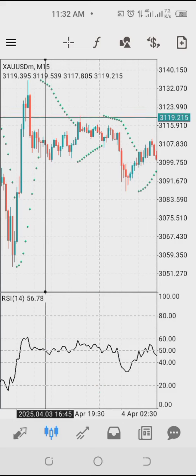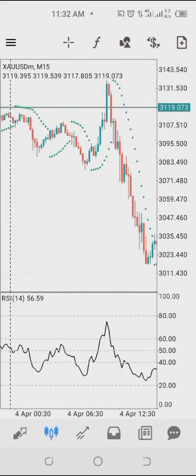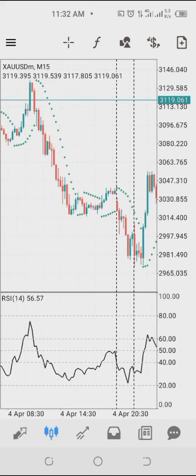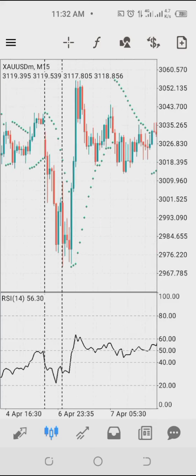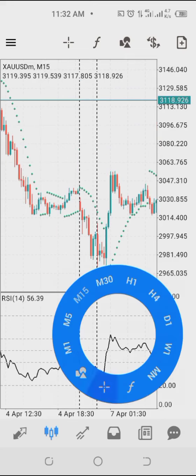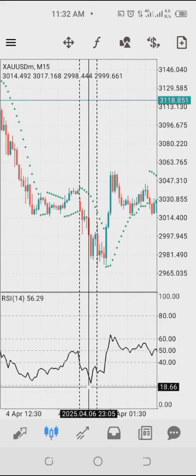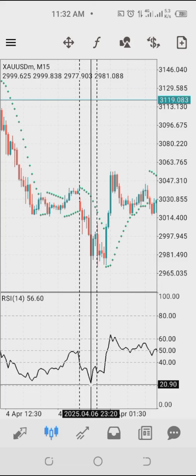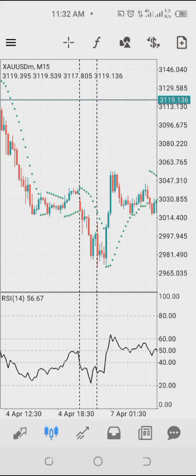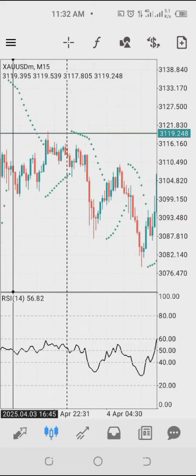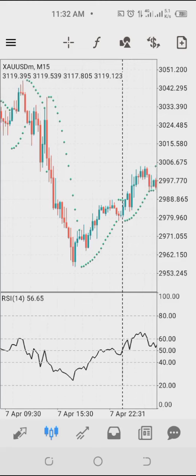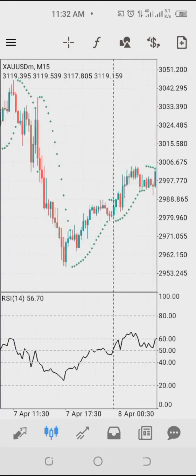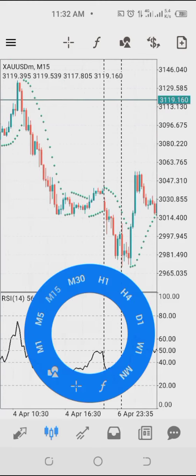So look at where we would have had our entry, and where are you supposed to exit? You're going to hold the trade and exit when the RSI comes to around level 20 here. Just imagine how many pips you would have been able to garner for yourself just by following this strategy, guys. So that's it, guys.